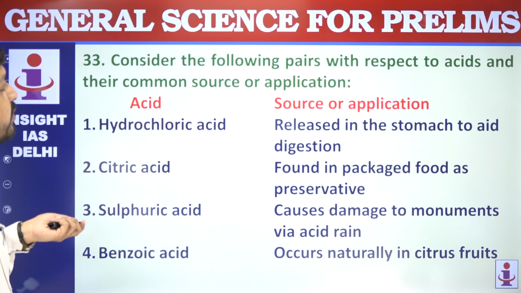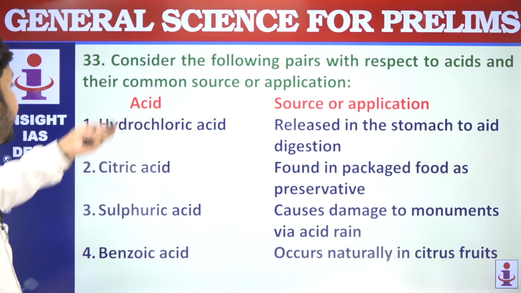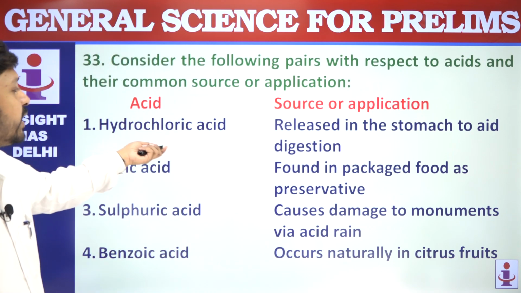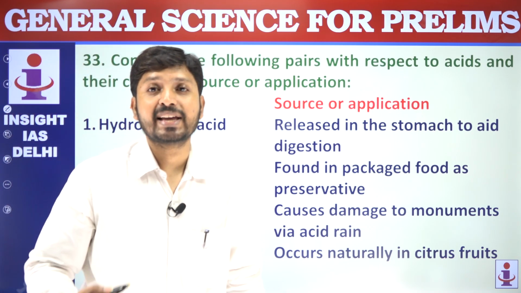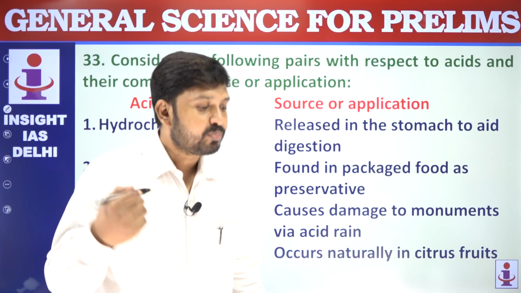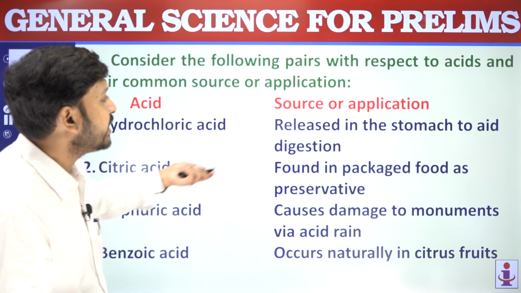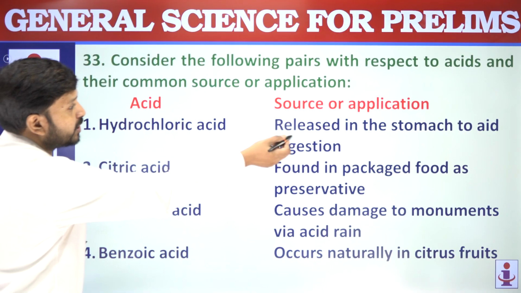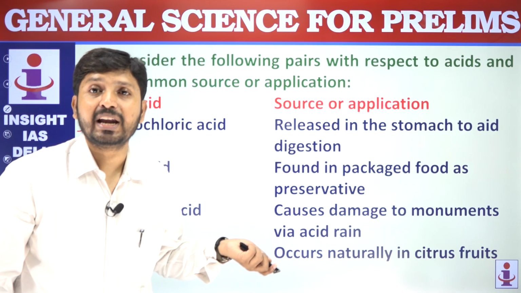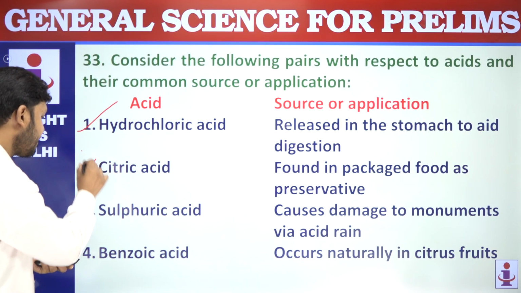So next, consider the following pairs with respect to acid and their common source or application. They have given certain acids and sources or applications. Let's see. Hydrochloric acid, we know, is released in our stomach, which is used for digestion, breaking down proteins, and killing any microorganisms. So released into the stomach to aid digestion. This is right. Citric acid is generally seen in fruits like lemon. So found in packaged foods, no, this is wrong.